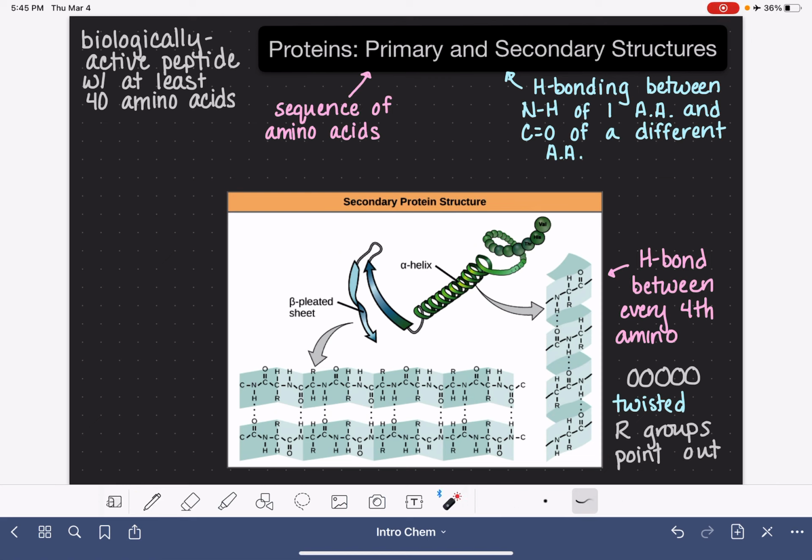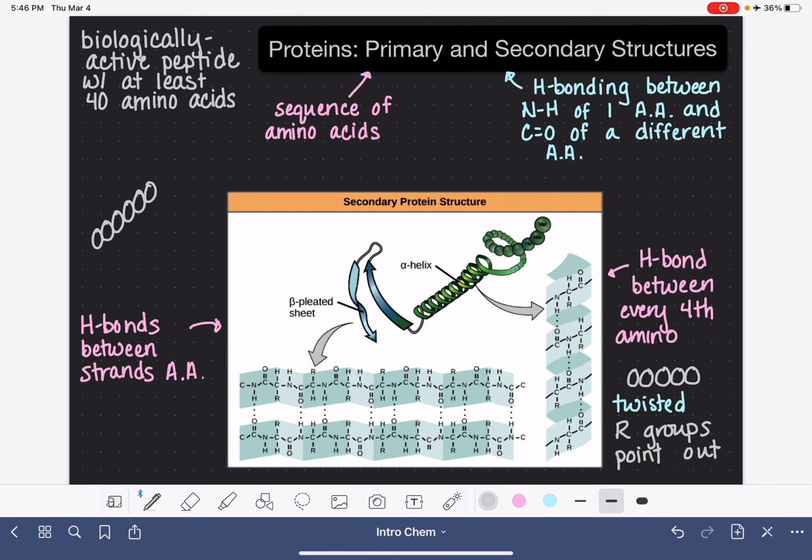Now the other option that we have is when hydrogen bonding occurs between amino acids that are a lot further apart than every 4th amino acid, so quite a ways away. There isn't really a specific distance that's required here. So in this particular shape, the hydrogen bonds exist between strands of amino acids.